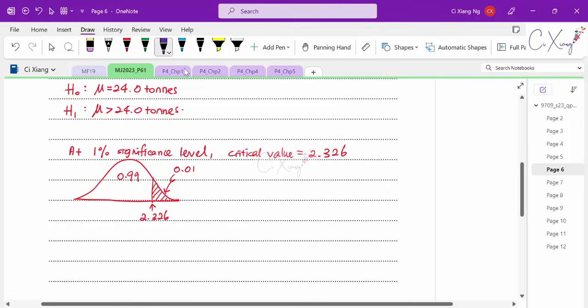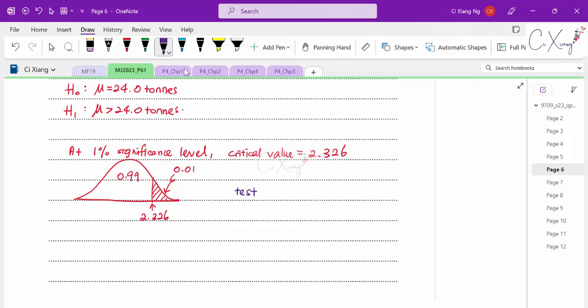To calculate the test statistic, what is the general formula that we have? We have the sample mean minus the population mean, divided by the standard deviation over the square root of n. You can see that we have all the values here from the question. So I have 25.8 minus the population mean 24, divided by the standard deviation. We assume that the standard deviation still has the same value, so 5.2 over the square root of 50. From here, the test statistic that we get is 2.448.